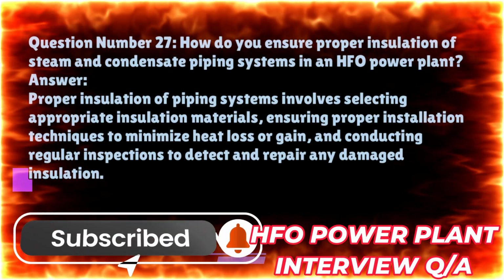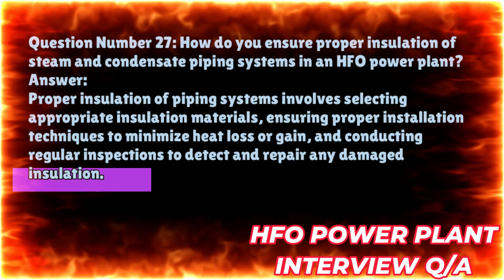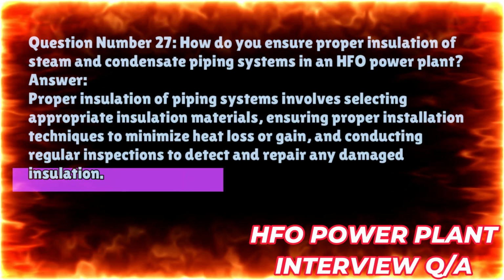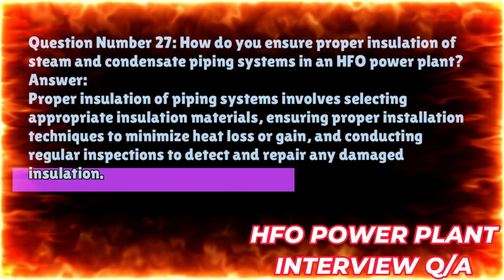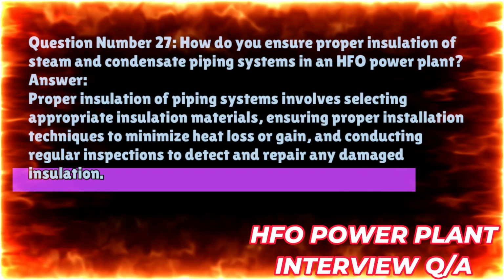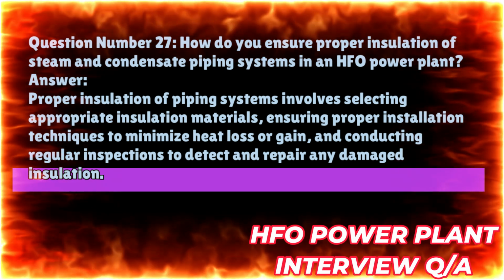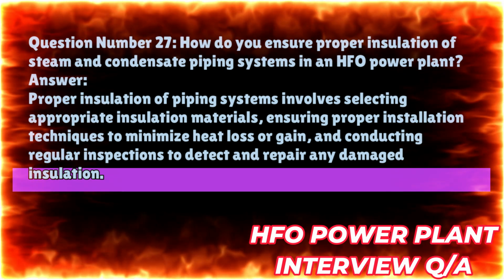Question number 27. How do you ensure proper insulation of steam and condensate piping systems in an HFO power plant? Answer. Proper insulation of piping systems involves selecting appropriate insulation materials, ensuring proper installation techniques to minimize heat loss or gain, and conducting regular inspections to detect and repair any damaged insulation.